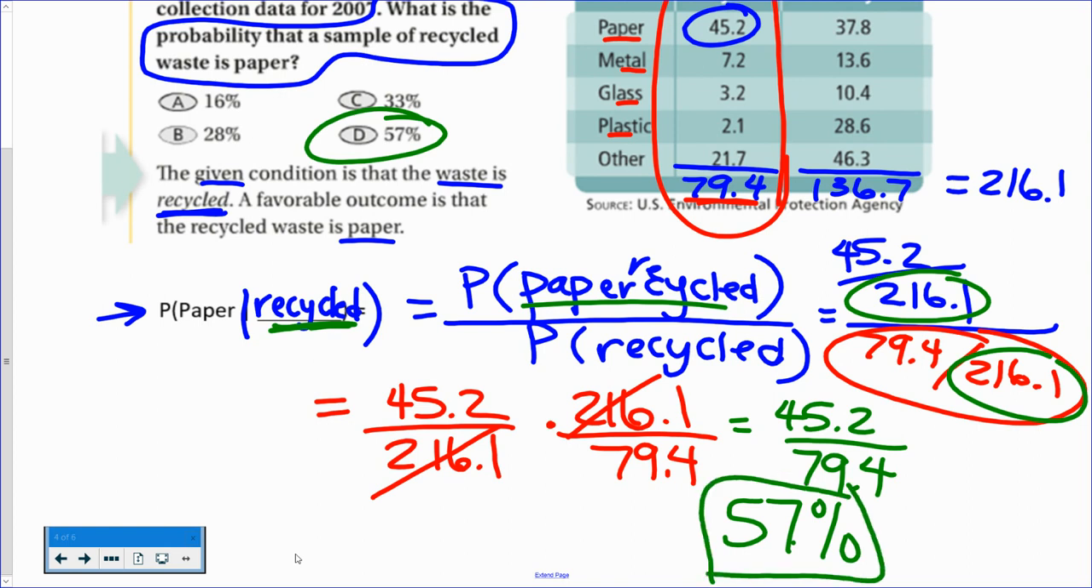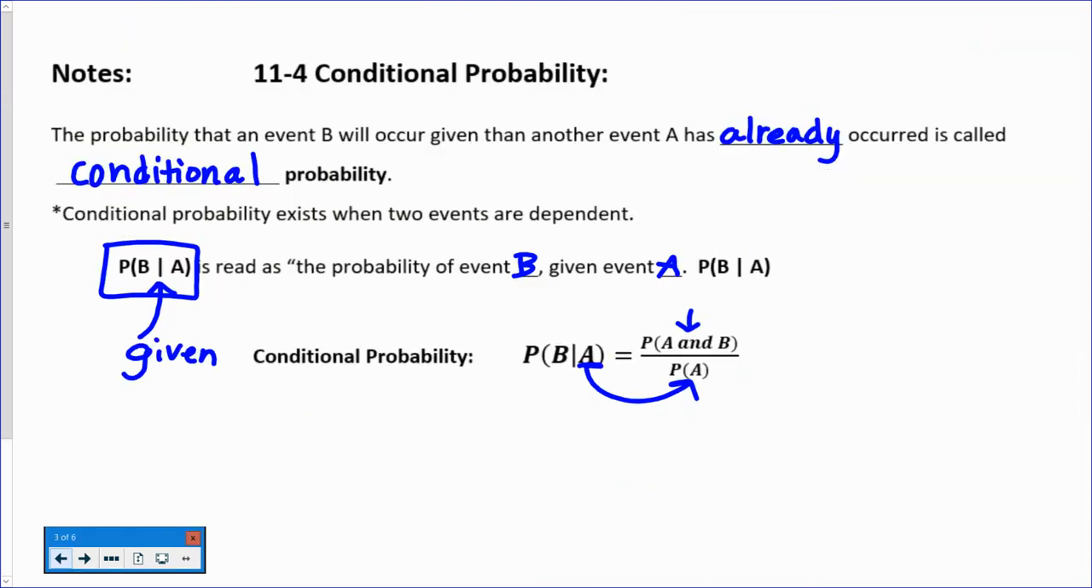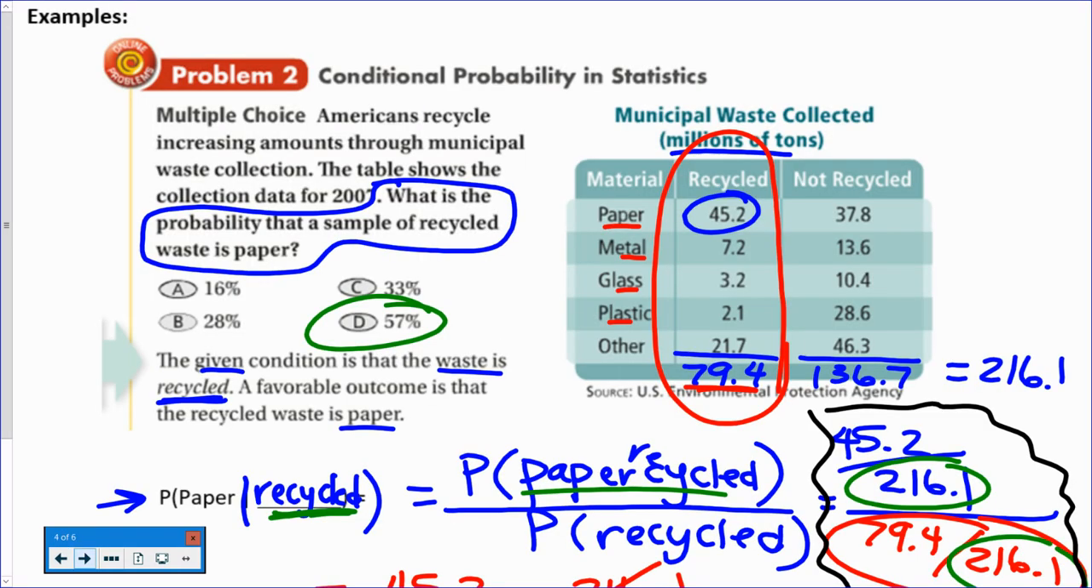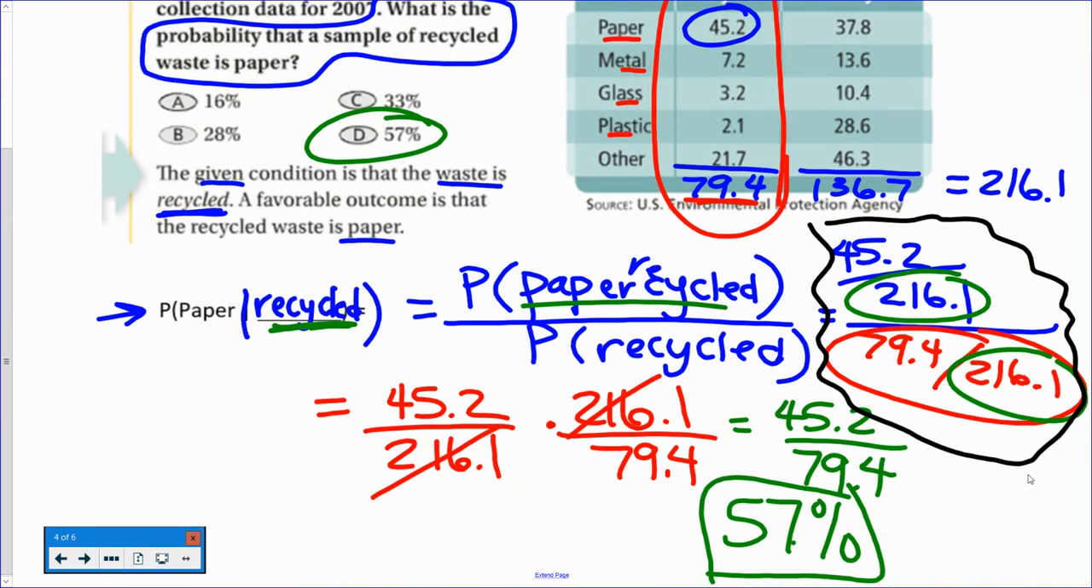Okay, now I wanted to show you how the long way of going about this works with our little formula for calculating conditional probability. You can go ahead and jump to 45.2 over 79.4 right away. And that's really all I need to see for your work.